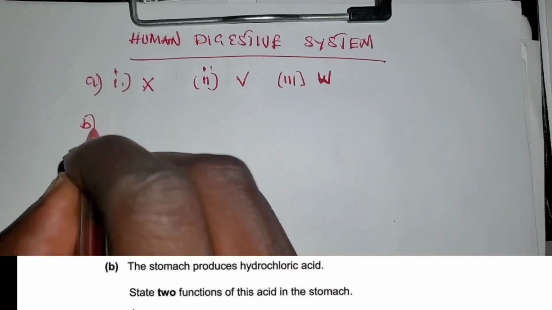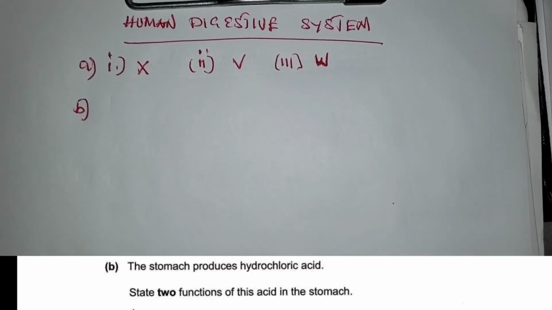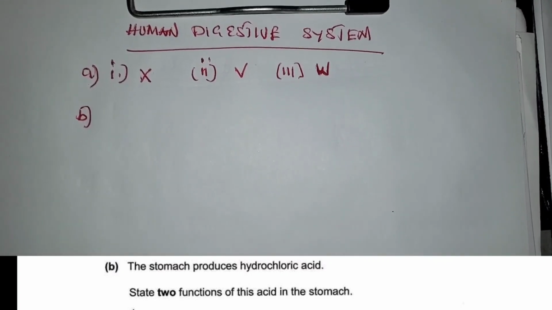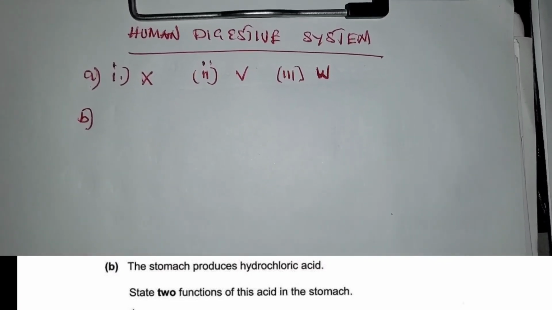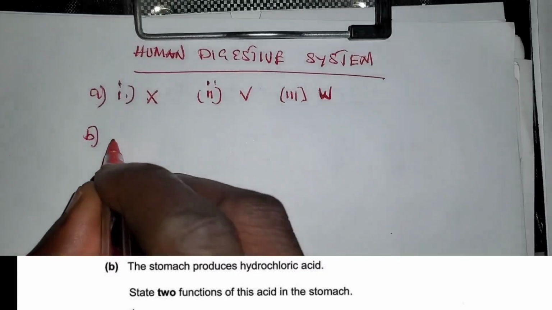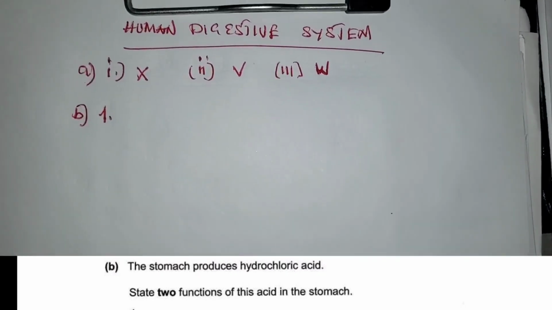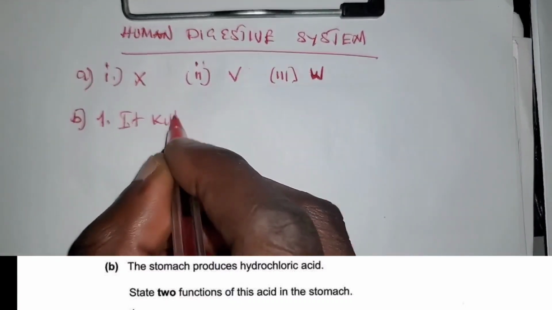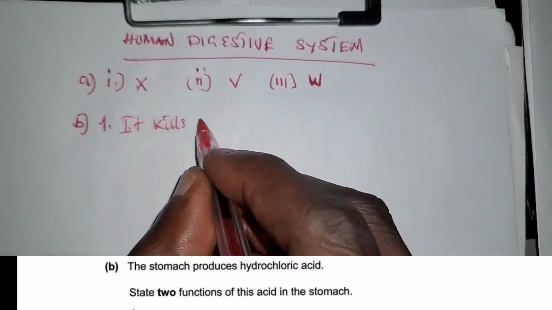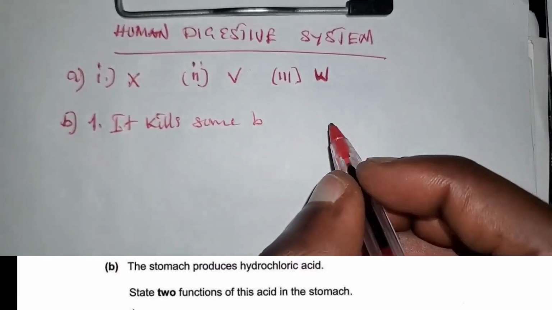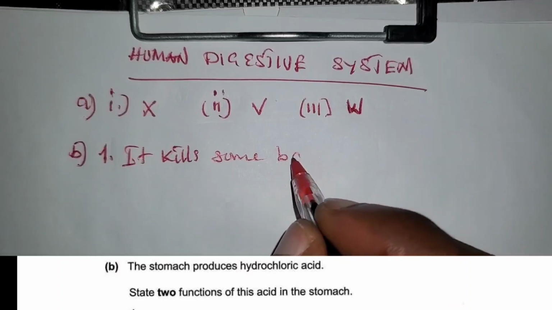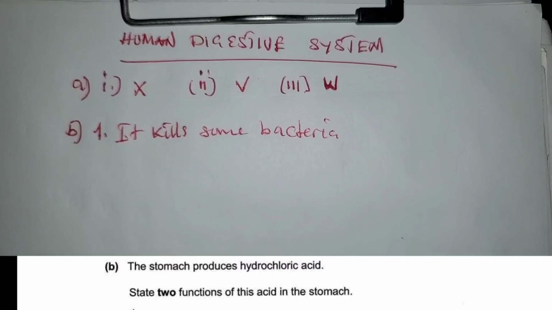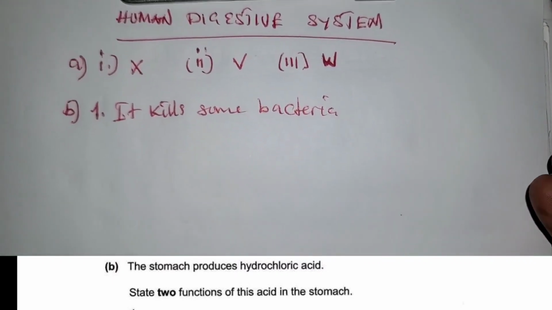Okay, let's go to question B. Question B of this paper says the stomach produces hydrochloric acid. Yes, this we know. State two functions of this acid in the stomach. Okay, so number one, you can say it kills some bacteria that come along with the bolus.